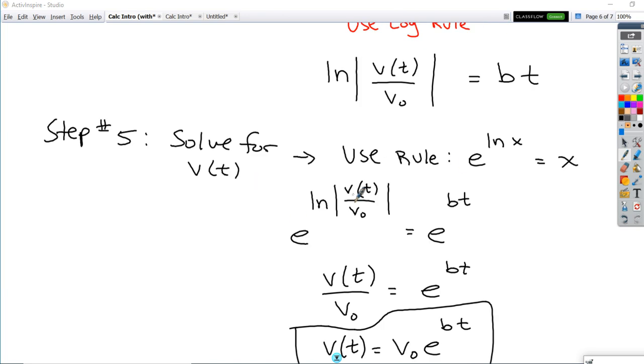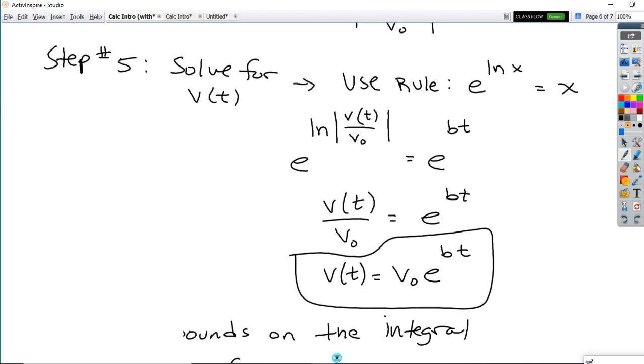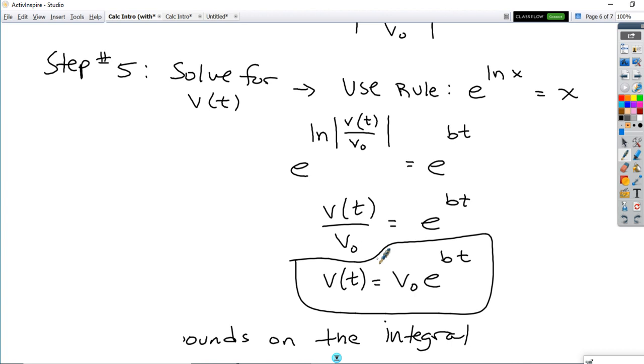So if we use this rule, we get e to the natural log of v at t divided by v0 equals e to the bt. Applying this rule releases this term from inside of the log. But now you're left with the exponential on the right side, and the final step is to bring v0 onto the right, and you now have v as a function of time.